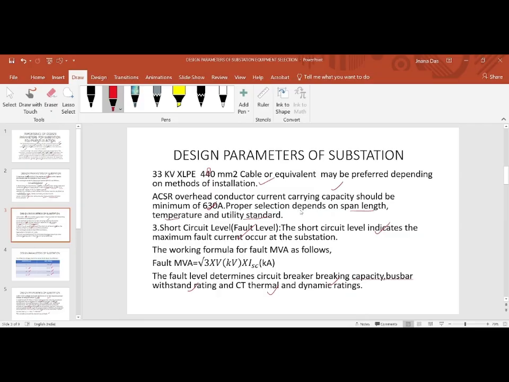Proper selection of the sizing of the overhead conductor depends upon the span length, temperature, and utilities.